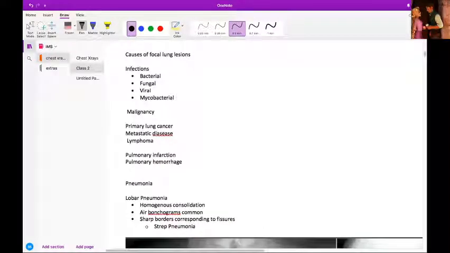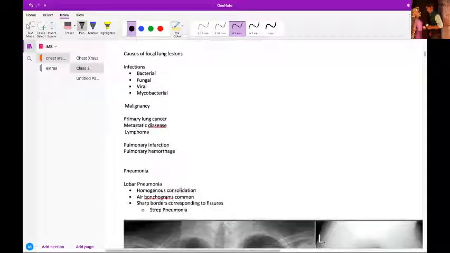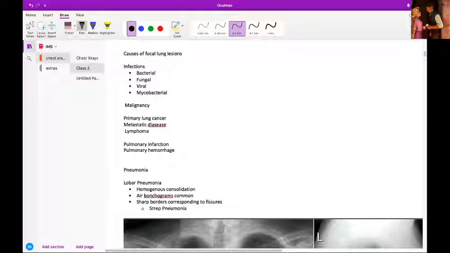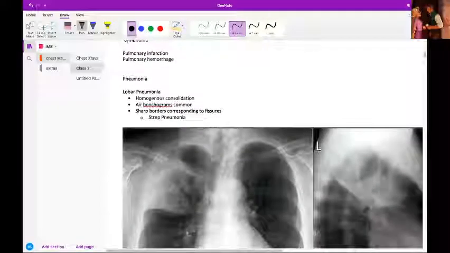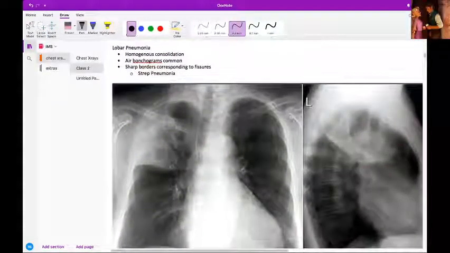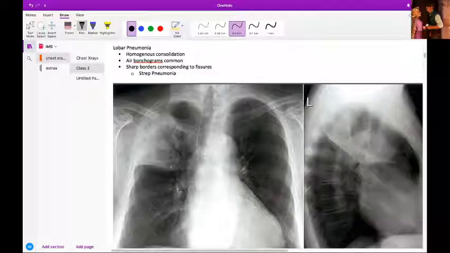There are three types of pneumonia: broadly lobar, bronchopneumonia, and interstitial pneumonia. Now we'll see the features that we see in each of them. In lobar pneumonia, we basically see a homogeneous consolidation, and we see air bronchograms. It usually has sharp borders corresponding to the fissures, because it is limited to one lobe. It covers an entire lobe, so it will have sharp borders, like you can see over here.